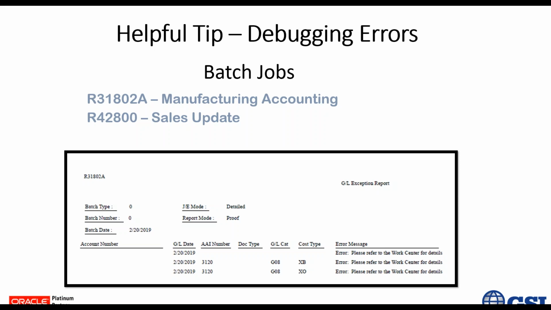If there are problems with DMAAIs, okay, they will come out on an exception report. So an example of the manufacturing accounting exception report you can see now, right? So you see the report number, R31802A, right? R31, we know 31 is manufacturing, right? So it will tell you, here's your AAI number, 3120, that's work in process. Geo category G08, the cost type XB, they are not configured.